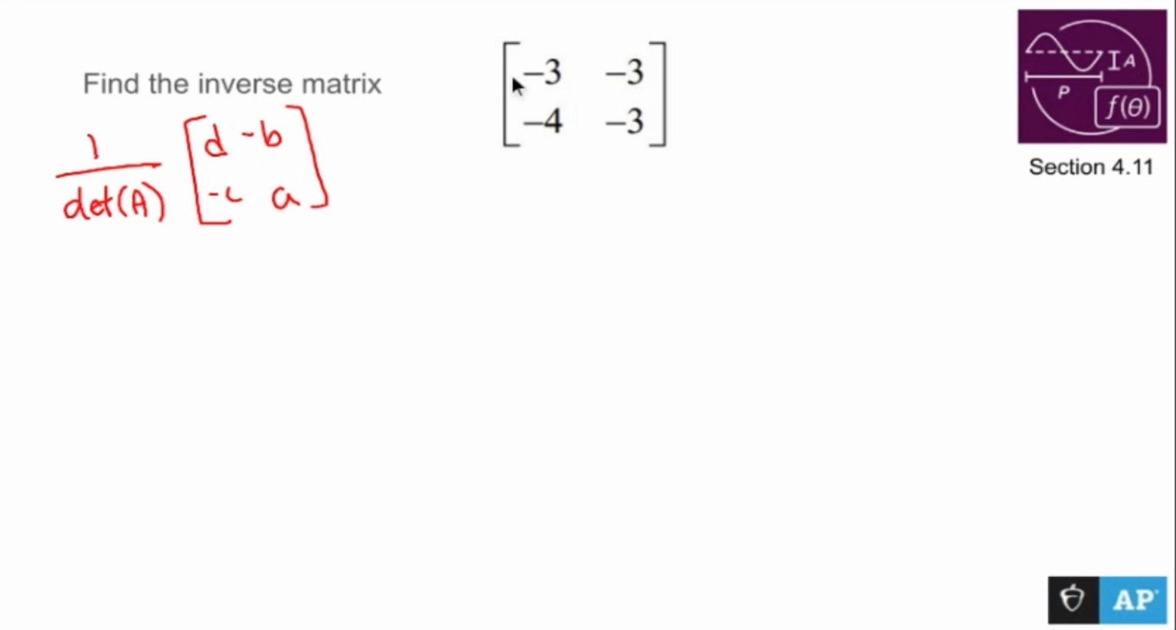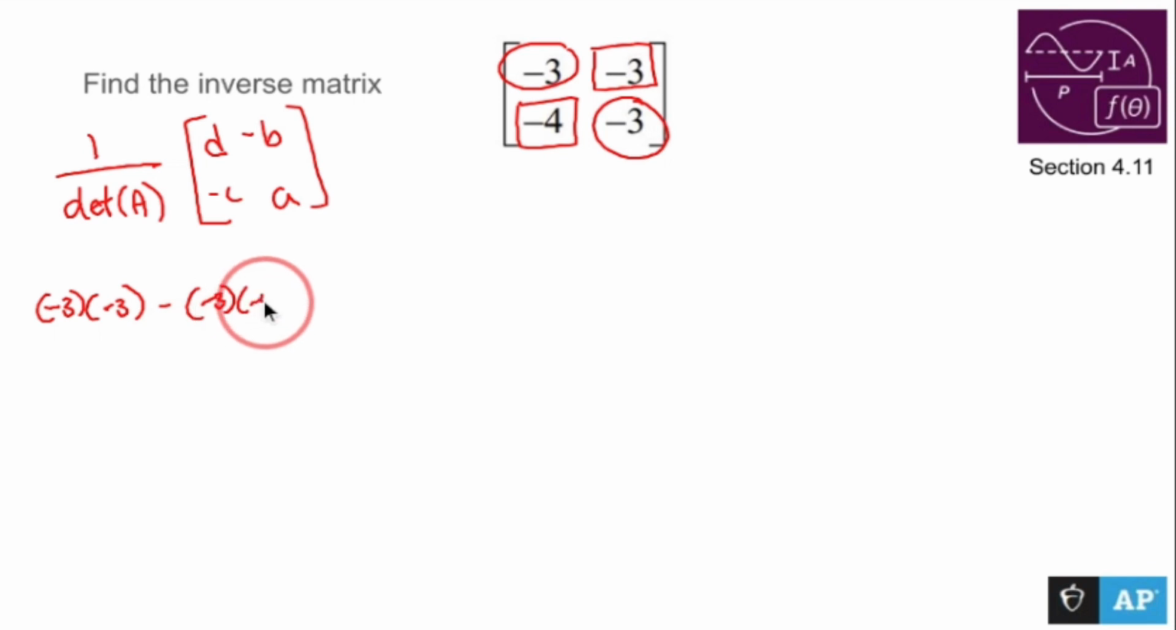So what we need to do first is find the determinant. Once we find the determinant, that will let us know if we could even take the inverse. The determinant is found by multiplying the top left and the bottom right, so -3 times -3, and then subtracting the other diagonal, so -3 times -4. So 9 minus 12 is -3. Now, the determinant is -3, which means, yes, we could take the inverse of this matrix.